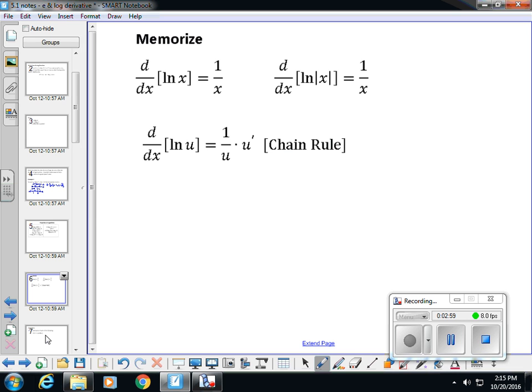All right, so your derivatives. We're going to start with ln's because they're a little bit easier. The derivative of ln of just x is 1 over x. The derivative of the ln of the absolute value of x is also 1 over x. But the derivative of ln of u, where u can be anything but x, then my derivative is 1 over u times the derivative of u. So that's actually using a chain rule.